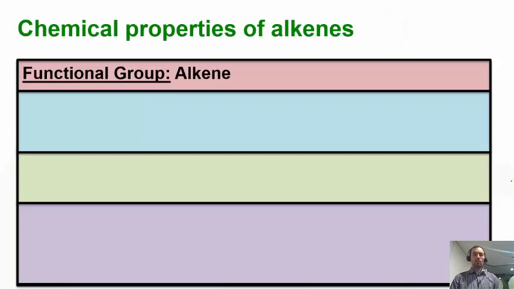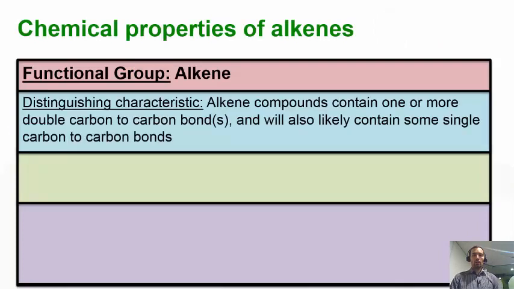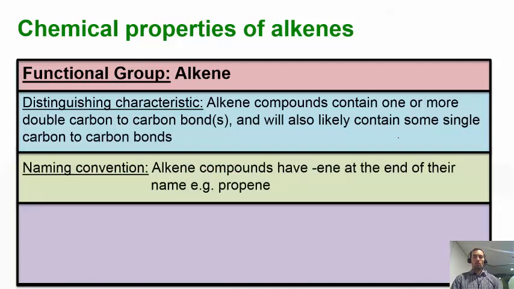So we've got our alkene functional group, and the characteristic of the alkene is that it's going to contain one or more double carbon-carbon bonds. Likely also to contain single carbon-carbon bonds, but it has to have at least one double carbon-to-carbon bond to be classed as an alkene. So for the naming convention, whenever we have a compound with "ene" at the end of the name, we know it has to be an alkene.